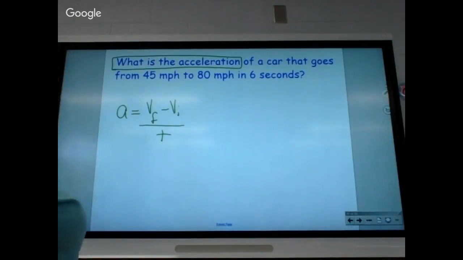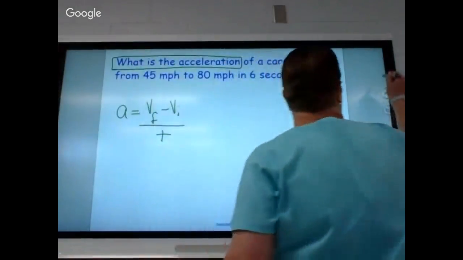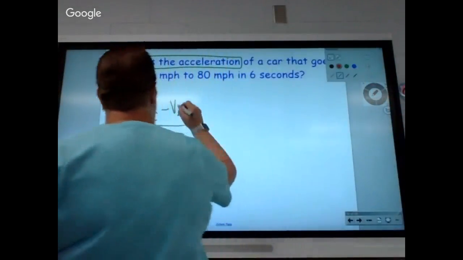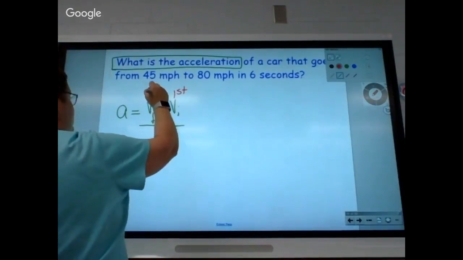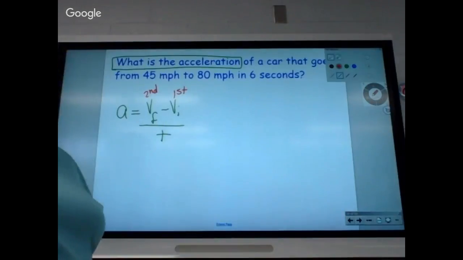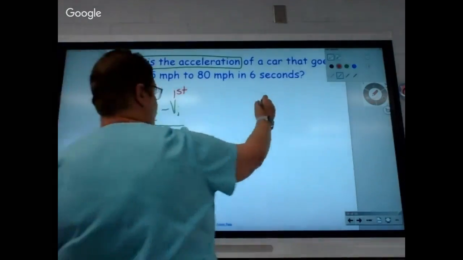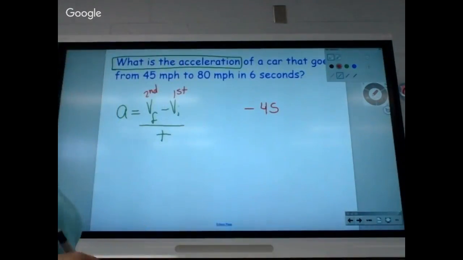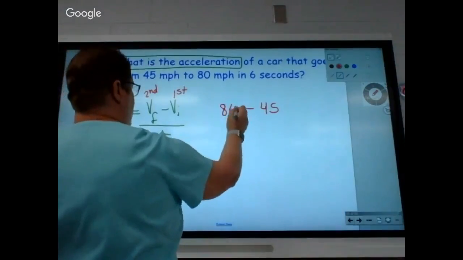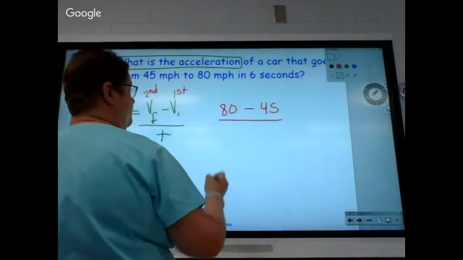For those of you who were not here yesterday, I means the first velocity, and final, the F, means the second velocity. So when you read the question, what is the first velocity given to you? How fast is the car going at first? So that's the VI. Minus what's the second speed or velocity of the car? Over how fast?